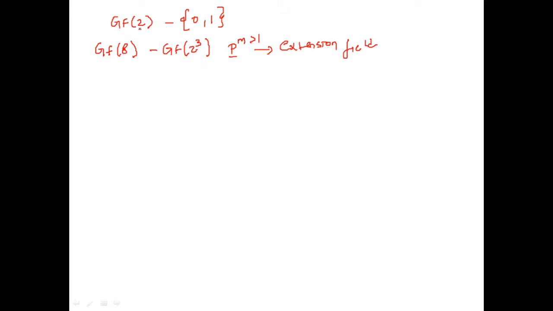Whereas GF of a prime raised to the power 1, you call that a prime field. So when m is equal to 1, that's a prime field. When m is greater than 1, you call that an extension field. We say GF(2^3) is an extension field. And we have understood what is there in an extension field? It's a set of polynomials. So I will tell you what are the polynomials that exist in this set of elements.